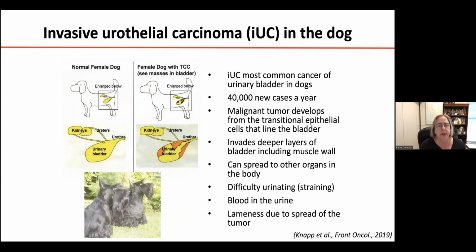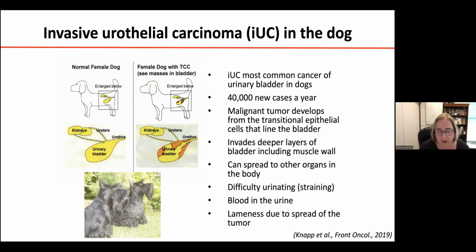Now, I focus on invasive urothelial cancer as part of a long time and incredibly productive partnership with Debbie Knapp, who is the clinician here, as well as so many other talents. I'll just remind you, if you don't know, that IUC is the most common cancer of the urinary bladder in dogs, with about 40,000 new cases a year. The tumor develops from the transitional epithelial cells that line the bladder, and it invades deeper layers of the bladder, including the muscle wall. It can spread to other organs.